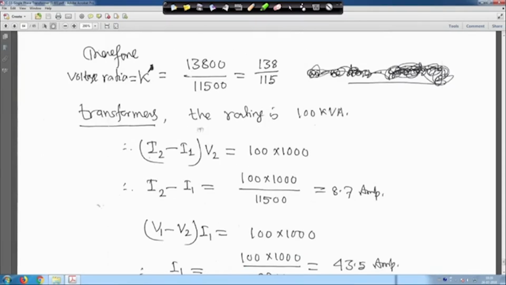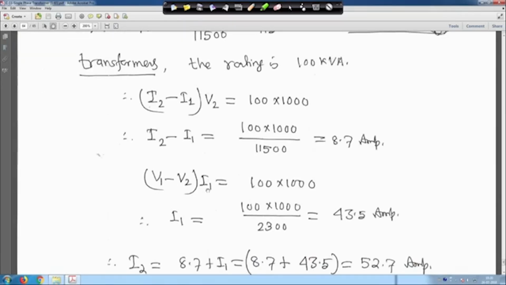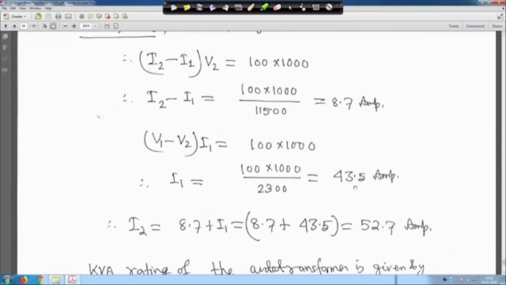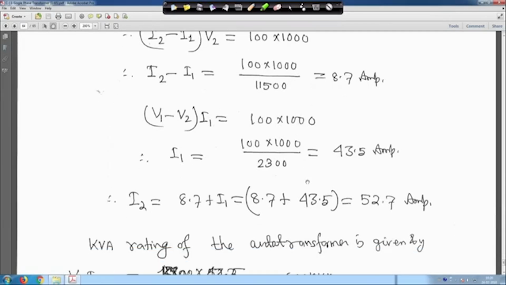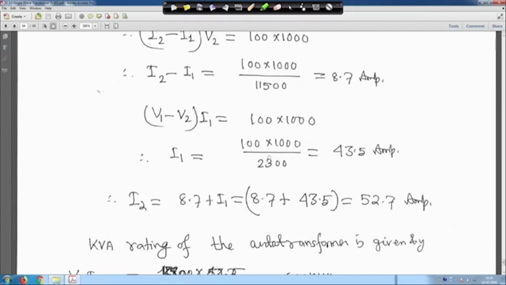And the transformer rating is 100 kVA, it is given. Therefore, (I2 minus I1) into V2 is equal to 100 into 1000, right, because it is kVA, we are converting it to volt ampere. Therefore, I2 minus I1 you will get 8.7 ampere. Again, (V1 minus V2) into I1 is equal to again 100 into 1000. So, from which you will get I1 is equal to 43.5 ampere. Just see the theory for the auto transformer whatever has been done, right. So, now therefore, you can get I2 minus I1 is equal to 8.7, from this equation, and I1 we got 43.5. So, I2 is equal to 8.7 plus this I1, so it is coming 52.7 ampere.